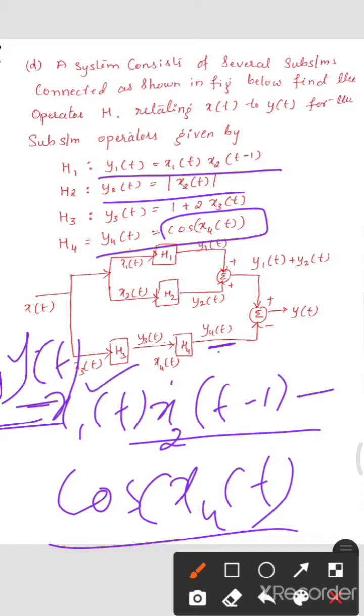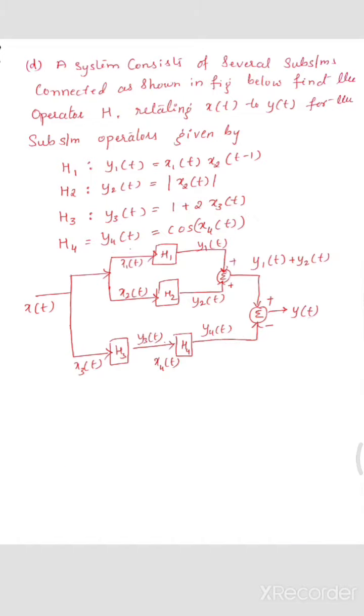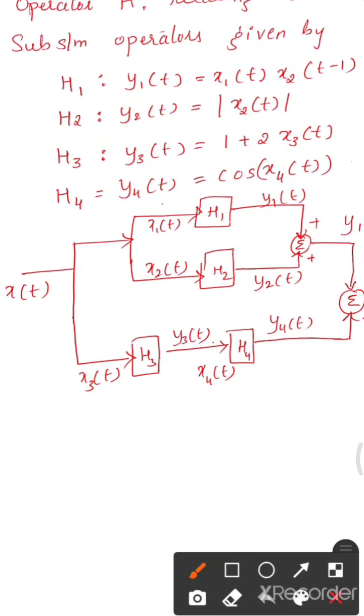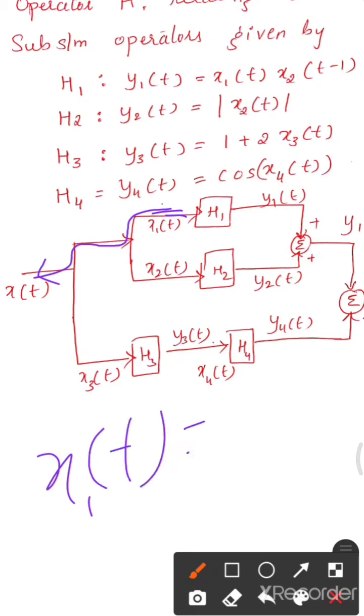Here it is x1, x2 and here it is x4. So x1 and x2 is what? Observe in the diagram. What is x1? x1 is here, right? Yes, this is nothing but your x of t. x1 is nothing but x of t.